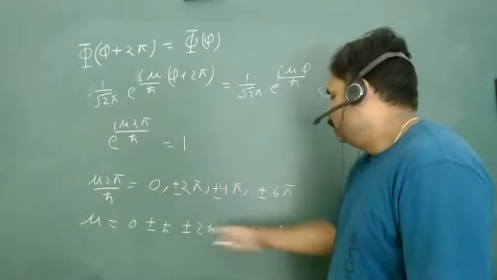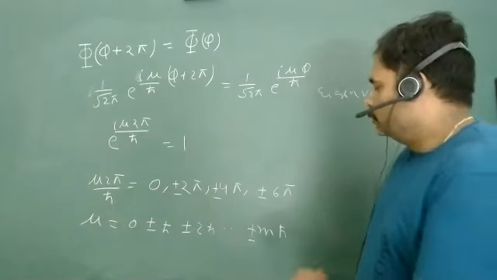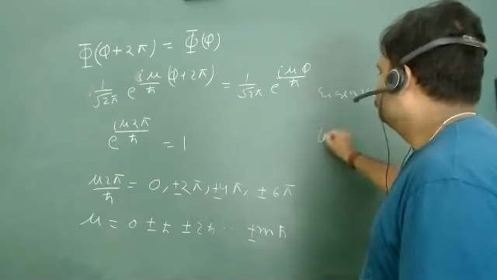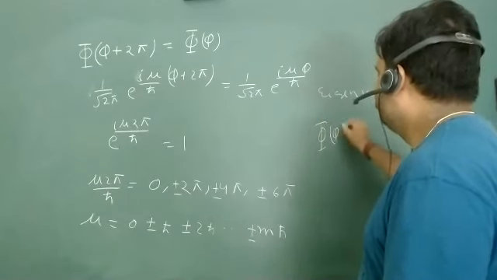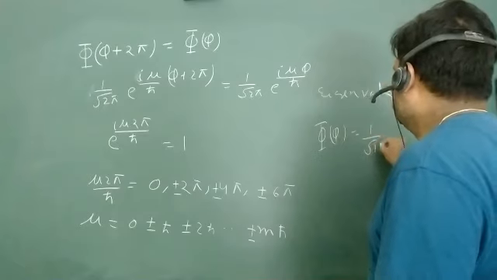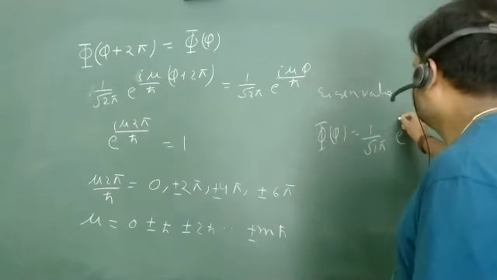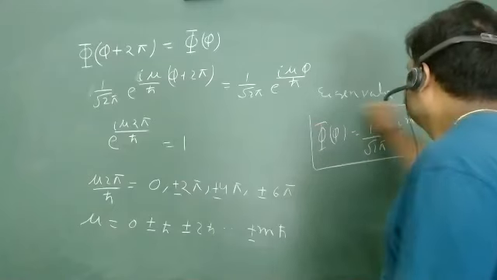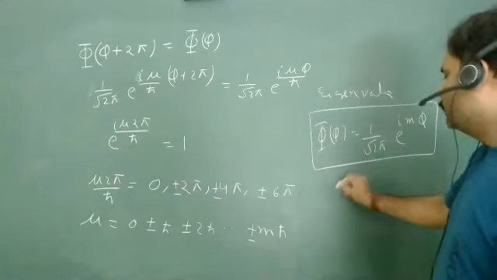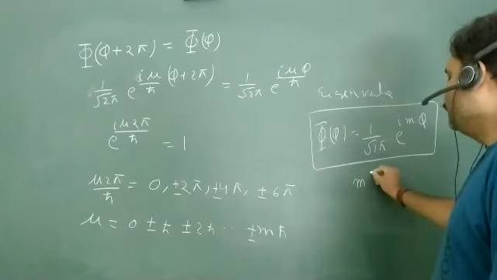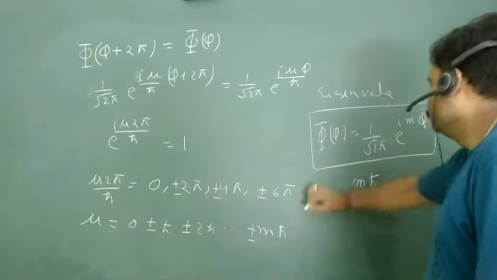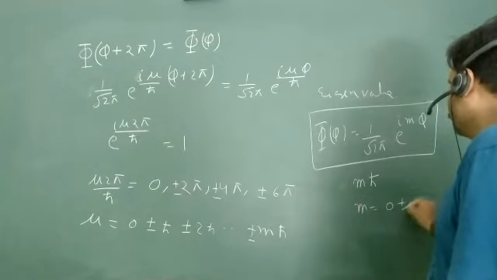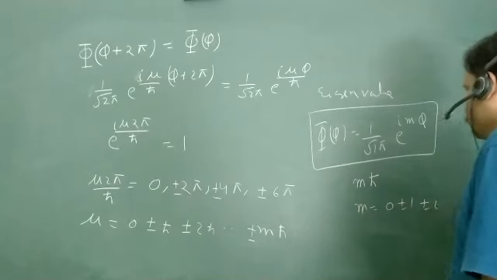So why do we have this kind of situation? What will be the wave function? The φ is equal to 1 upon root 2π e to the power imφ. And what will be the eigenvalue? The eigenvalue is equal to mħ. What is the value of m? m can be 0, plus minus 1, plus minus 2, and so on.